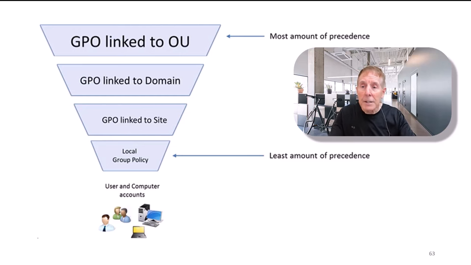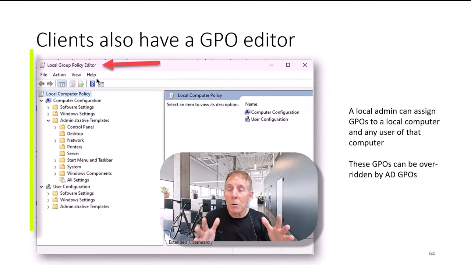We really don't care about local or site or domain as much as OUs. So organizational units are the most important policies that we can apply to users and computers. Now, that does not make group policies applied to domains unimportant. There are definite reasons why we apply group policies to domains, and the same applies to sites. There are specific policies that we want to apply to a site, but the order of precedence is given to the OU.